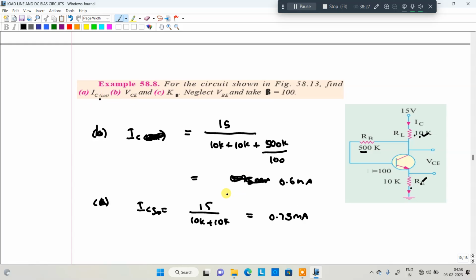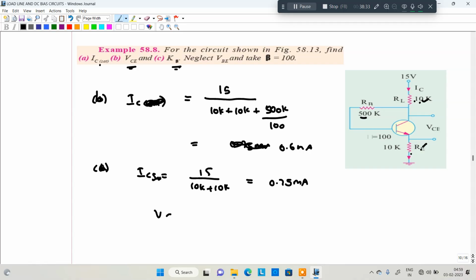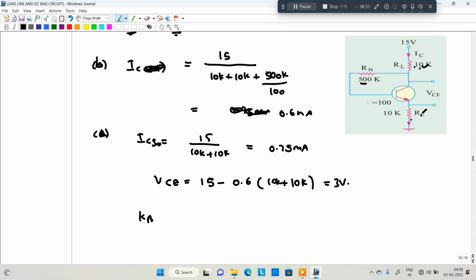Next one, K beta. No, VCE you want. VCE is equal to 15, that is VCC, minus IC, that is 0.6, into RL plus RE, that is 10K plus 10K. So that will be equivalent to 3 volt. So finally K beta is equal to 1 divided by 1 plus beta, which is 100, into RL plus RE, 10K plus 10K, divided by RB, which is 500K. That value is equivalent to 0.2. So that is about K beta.